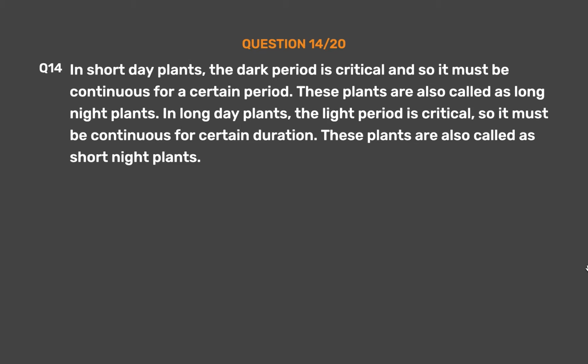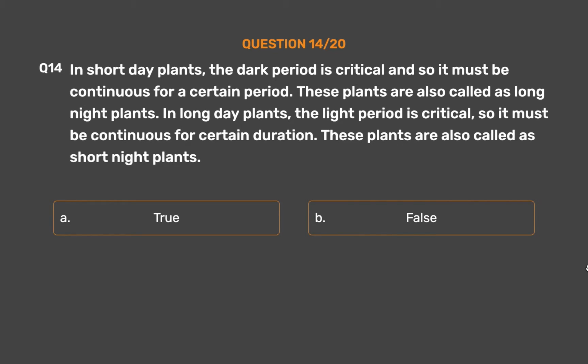Question number 14. In short-day plants, the dark period is critical and so it must be continuous for a certain period. These plants are also called long-night plants. In long-day plants, the light period is critical, so it must be continuous for a certain duration. These plants are also called short-night plants. Option A. True. Option B. False.